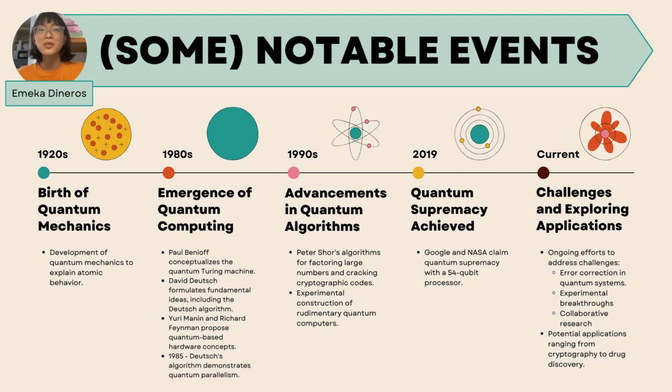Experimentalists started building small quantum computers using things like trapped ions and superconductors. These early quantum computers showed that the technology was possible, although in the early stages. Then, the milestone came in 2019 when Google and NASA claimed to achieve quantum supremacy with a 54-qubit quantum processor. This feat marked a significant advancement, albeit with ongoing debates within the scientific community regarding the extent of its implications.